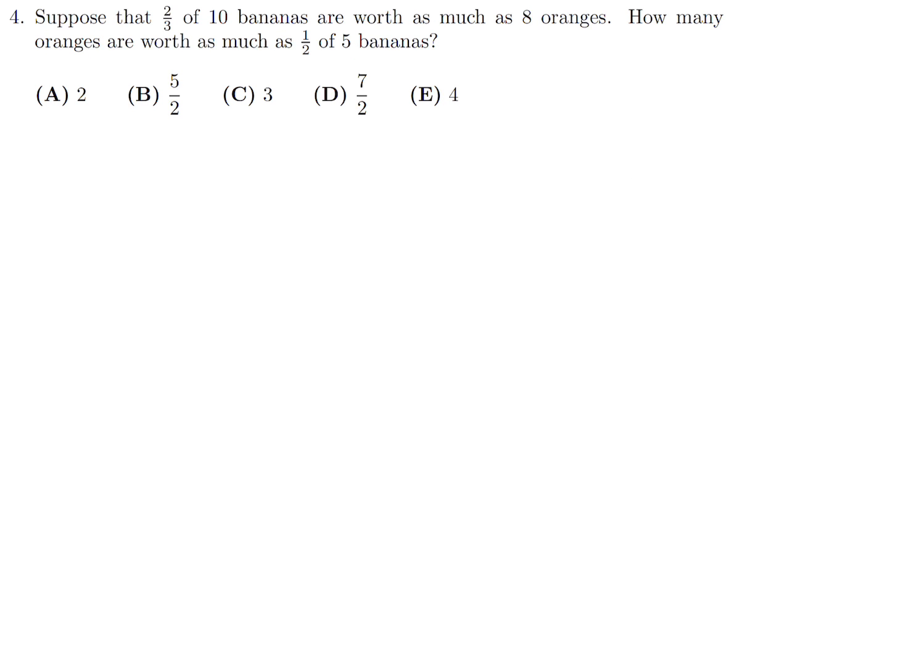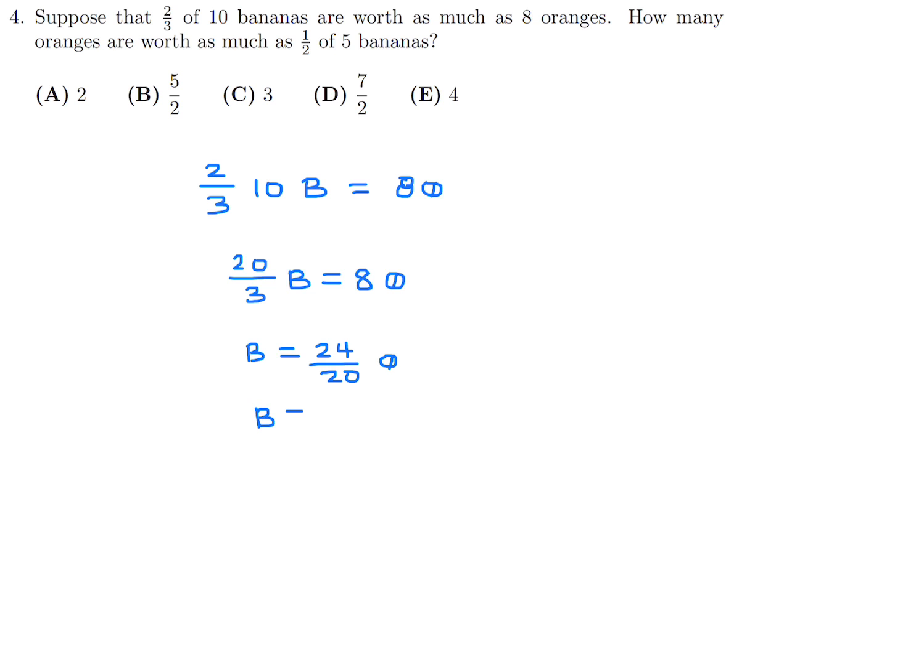Suppose that 2/3 of 10 bananas are worth as much as 8 oranges. How many oranges are worth as much as half of 5 bananas? So we got 2/3 of 10 bananas is equal to 8 oranges. So that means 20 over 3 b is equal to 8 o, like that. And I guess if you isolate for b, you get that b is equal to 24 over 20 o.